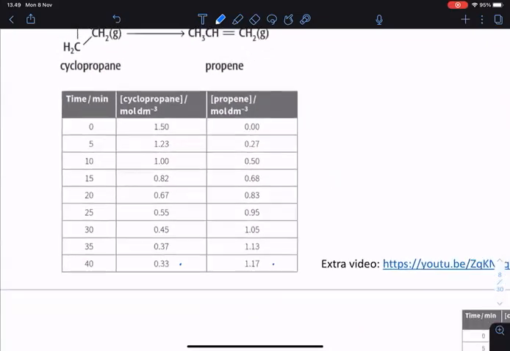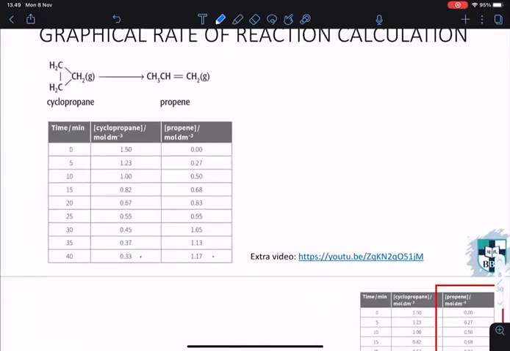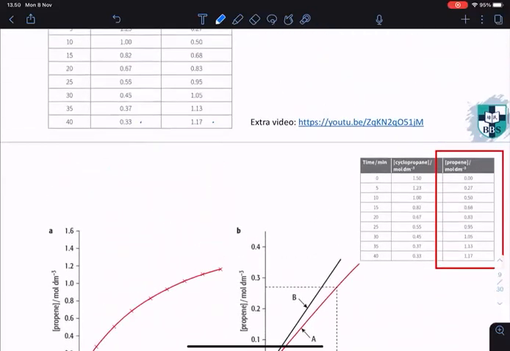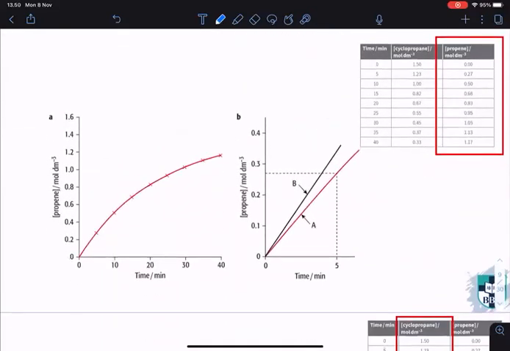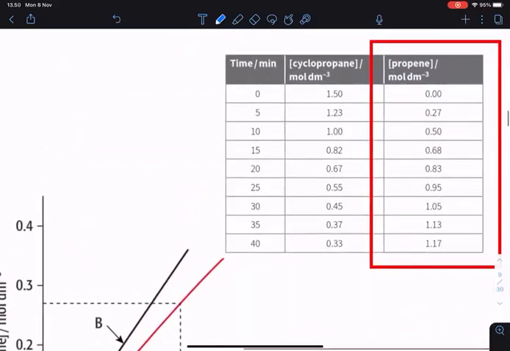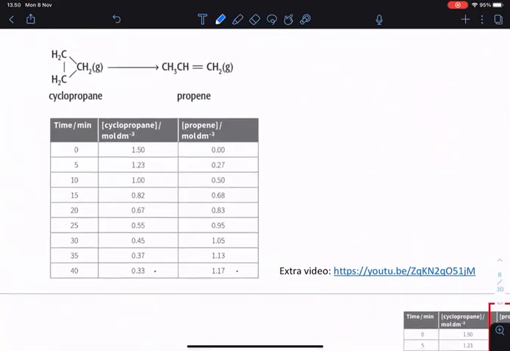Even this one also, there is a video that I've made about graphical rate calculation. I will go fast over here, but if you want to go slow, you can go through the video that I've given over here. Now here, according to the textbook, what they did using the table, they just plot the data for propene. Do remember, propene is going to be the product, so we are expecting the concentration to increase.